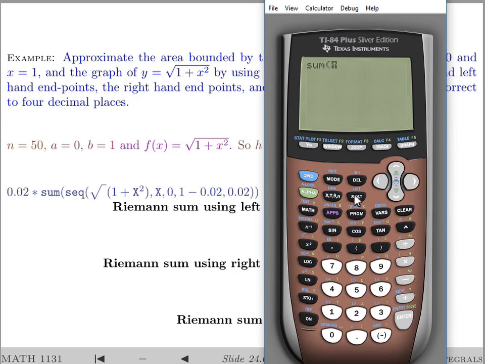We are going to sum a sequence of numbers we will generate. So again, you go to the list menu. Now we want to generate our list. It's generated by using a function applied to an equally spaced sequence of numbers. So we are going to use the sequence operation on list. That's the fifth entry in the operations submenu of the list menu. To do this on the TI-84, you put things in according to the prompt. The function expression is square root of the quantity 1 plus x squared.